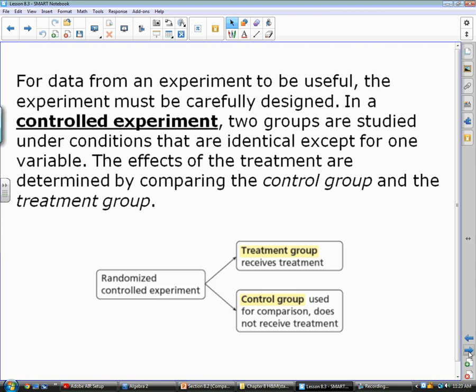For data from an experiment to be useful, the experiment must be carefully designed. In a controlled experiment, two groups are studied under conditions that are identical except for one variable.